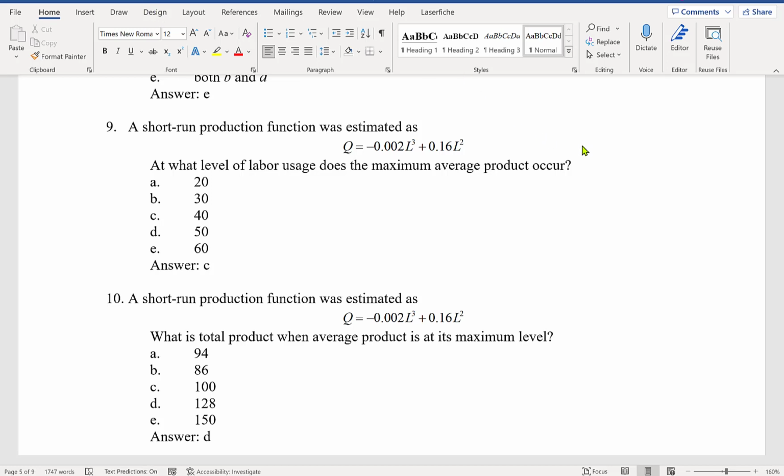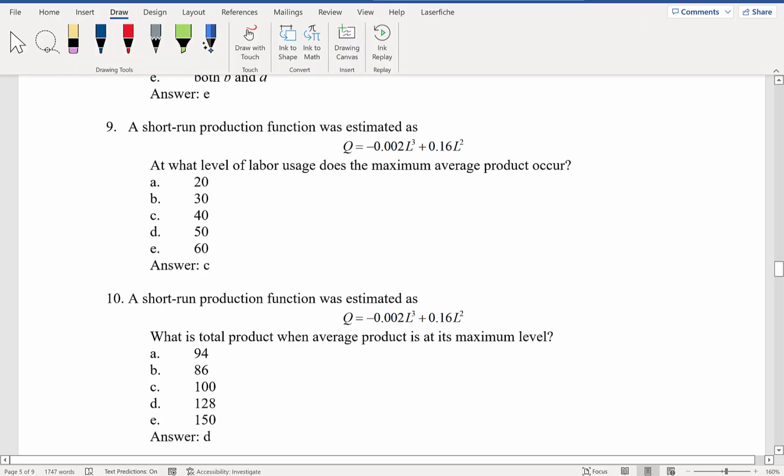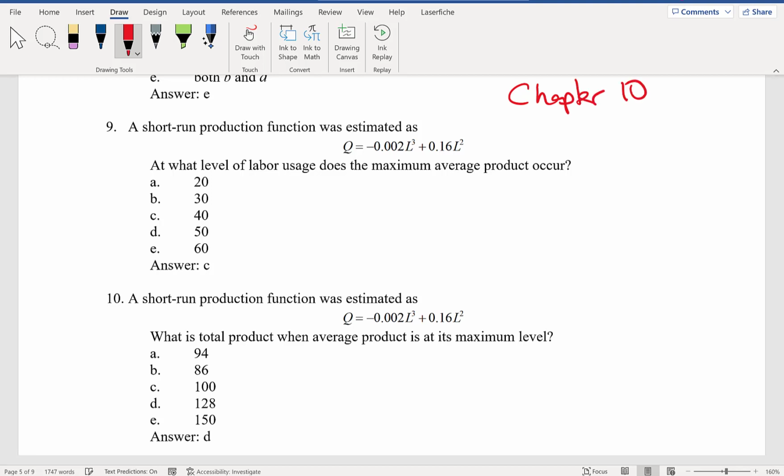Hello everyone. In the previous video we worked on problems 4, 5, 6, 7, 8. In this video we are working on chapter 10 problems and we're going to work on 9, 10, 11 and 12.